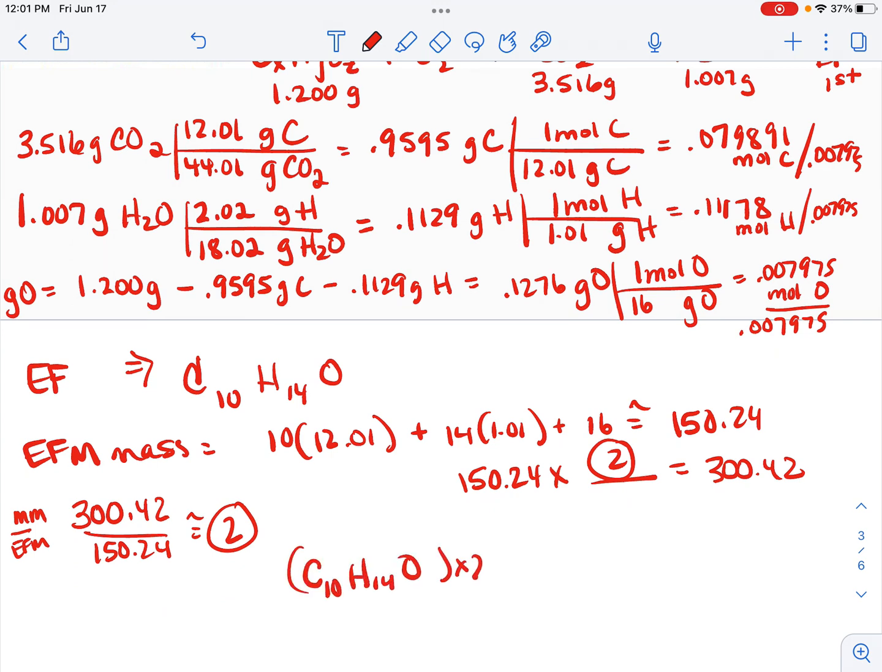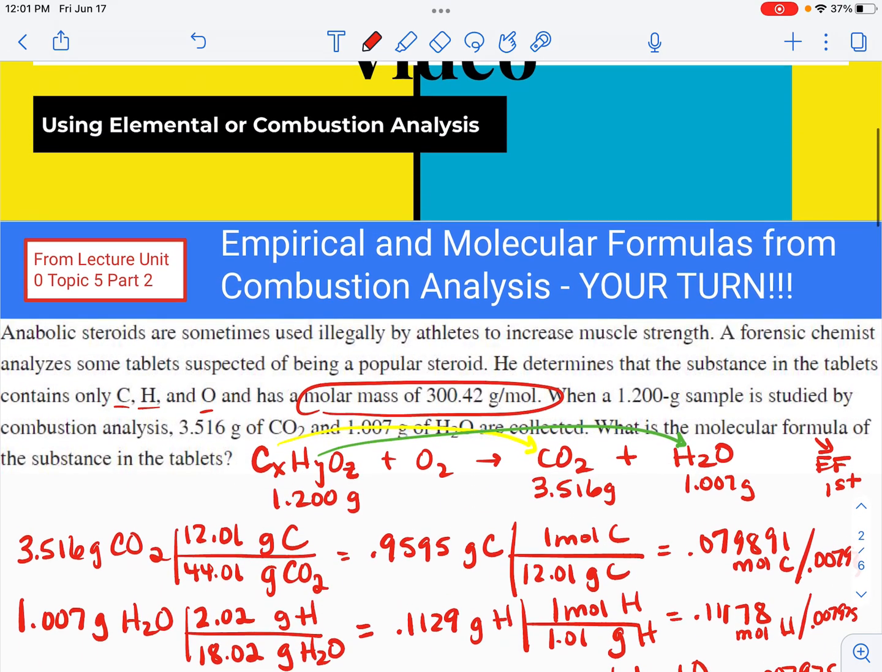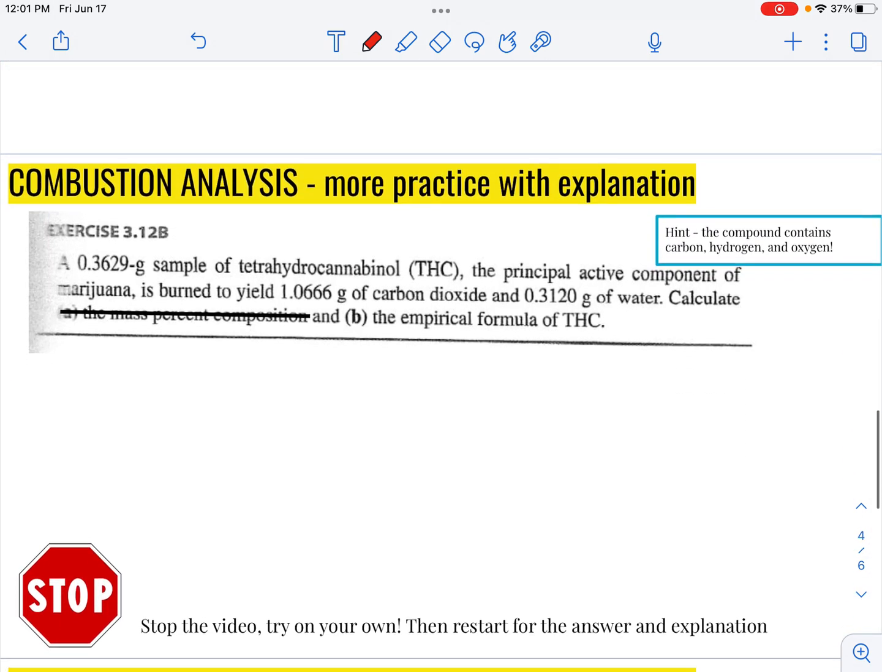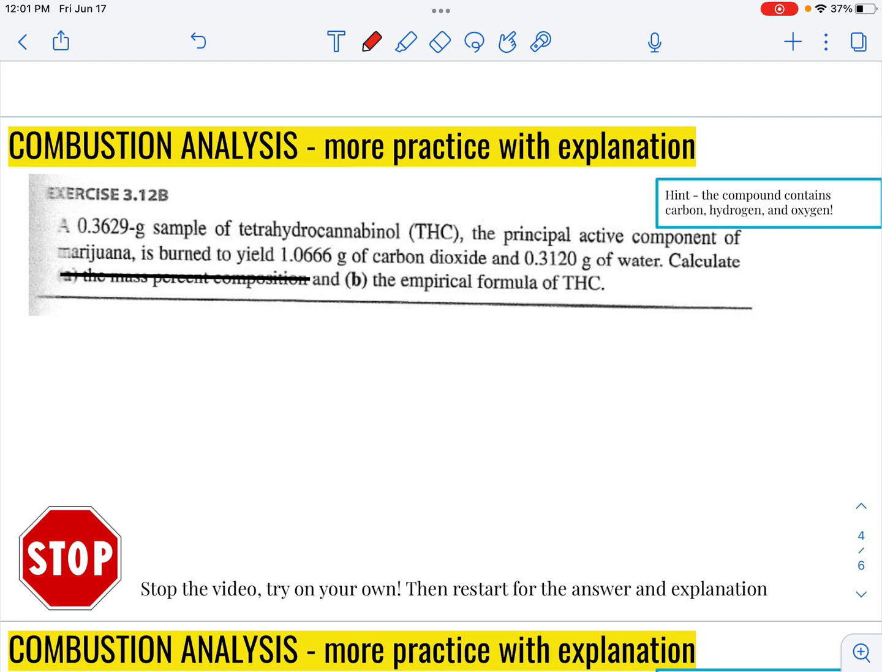C10H14O times 2 equals C20H28O2, and there's the molecular formula. So if you hopefully found where your mistake was, you will perhaps be ready to try again. So let's do another one.